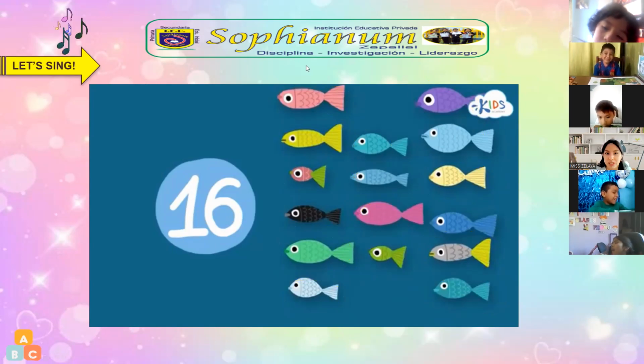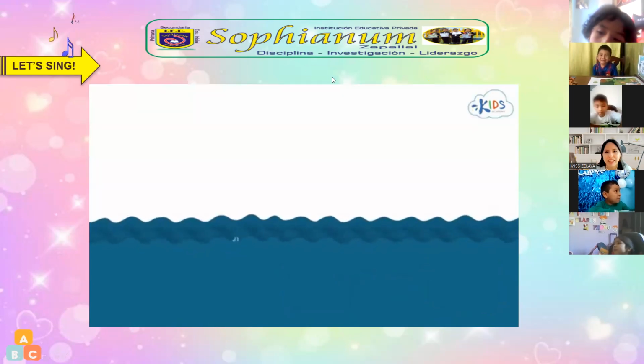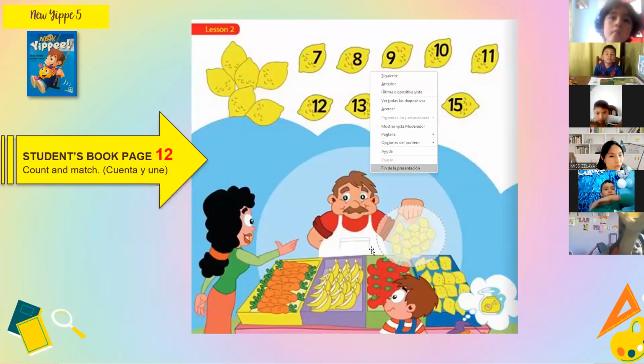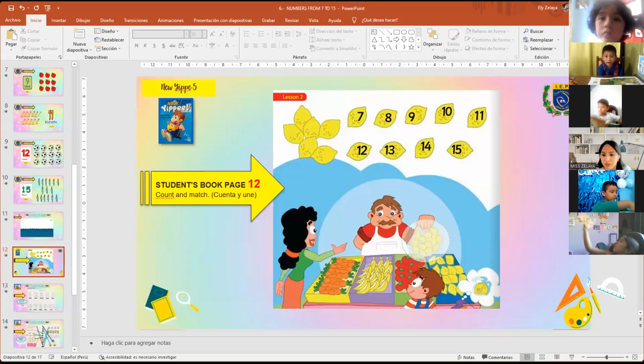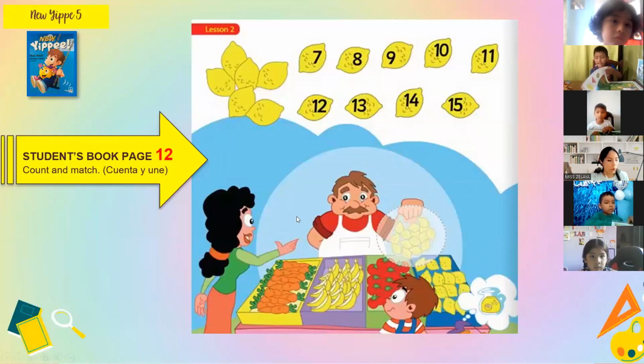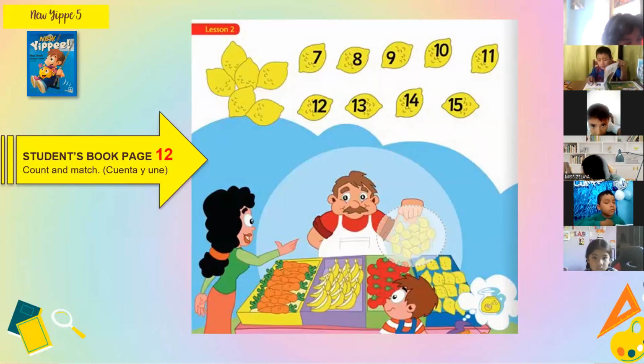Now, let's continue. Now, it's your turn. Ahora es el turno de ustedes. You have to count. Ustedes tienen que contar. Open your English book. Abrimos todo nuestro librito de inglés, chicos. El libro New GB, para ser más exactos.